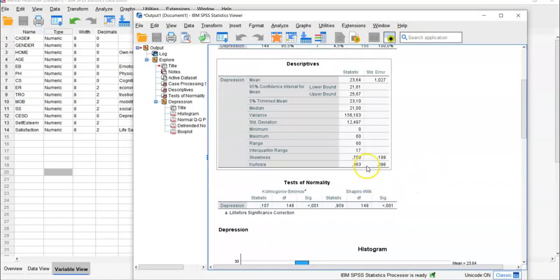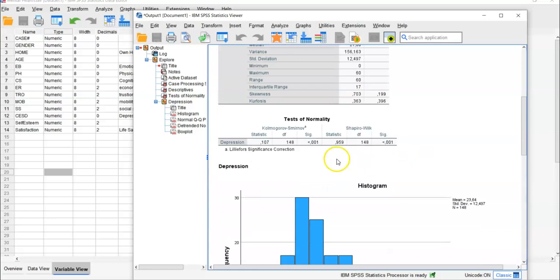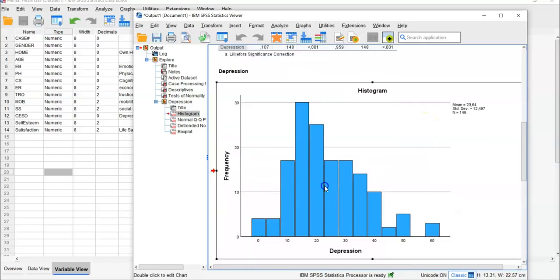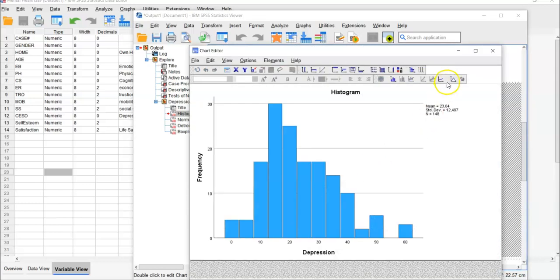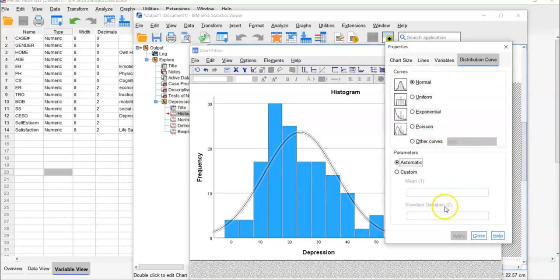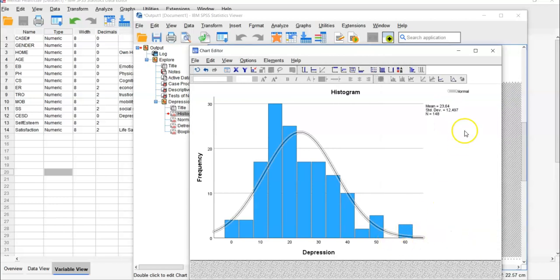You can see here the skewness and the kurtosis. You can evaluate the amount of skewness and kurtosis. Normally, this number should not be more than twice the standard error. Here, the normality test shows significance. This means it is not normally distributed, so be cautious of this. Then when you double click, you can draw the normality line here.